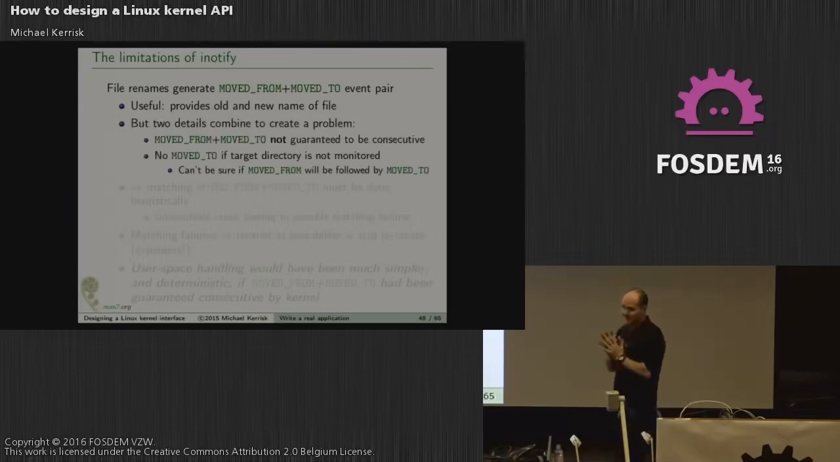But there are a couple of details that make this feature more painful to use than it should be. The moved to and the moved from events are not guaranteed to be consecutive. On a multi-processor system, it's rare, but it can happen that you get another event from some other file system event in between those two. I've never seen more than one, but I've sometimes seen at least one.